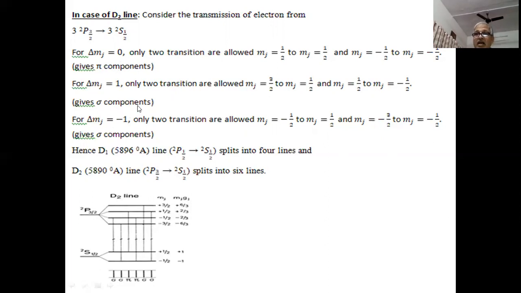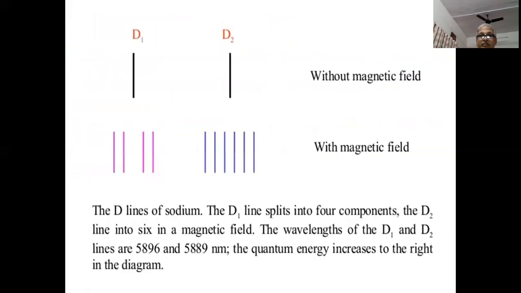This means the electric vector of these components is perpendicular to the direction of magnetic field. Hence, D1 line of wavelength 5896 angstrom, for transition 2p1/2 to 2s1/2, is split into 4 lines, and D2 line of 5890 angstrom, 2p3/2 to 2s1/2, is split into 6 lines. So we get 6 lines plus 4 lines, meaning 10 lines are observed in sodium D spectrum.